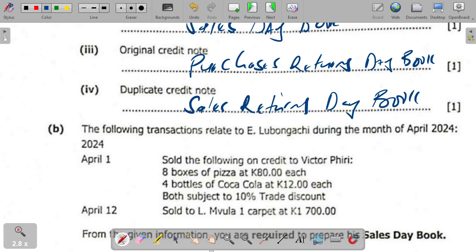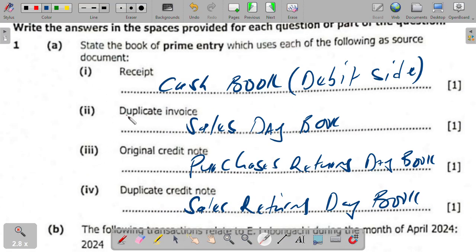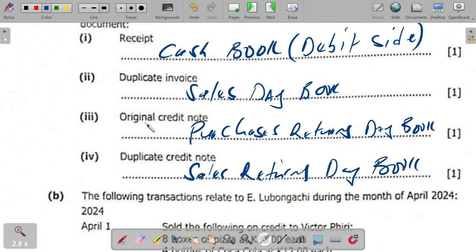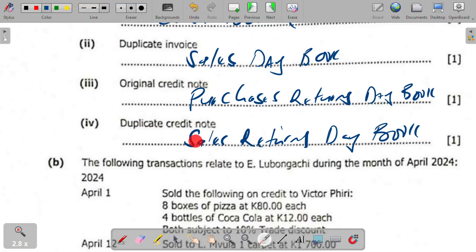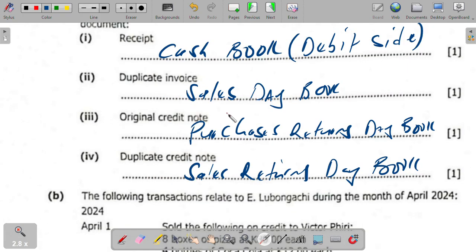So don't forget, a quick recap. Receipt is recorded in the cash book on the debit side. Duplicate invoice, sales day book. Original credit note, purchases returns day book. Duplicate credit note, sales returns day book. All right, read this over and over again for you to understand whatever is happening here. So we continue.